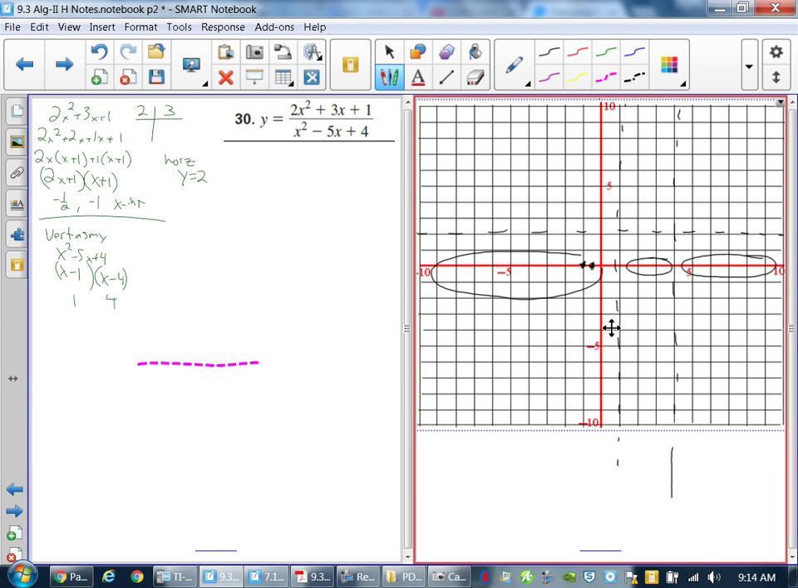And then we'll do slant asymptotes tomorrow. So just not enough time to do it. But it all boils down to synthetic.